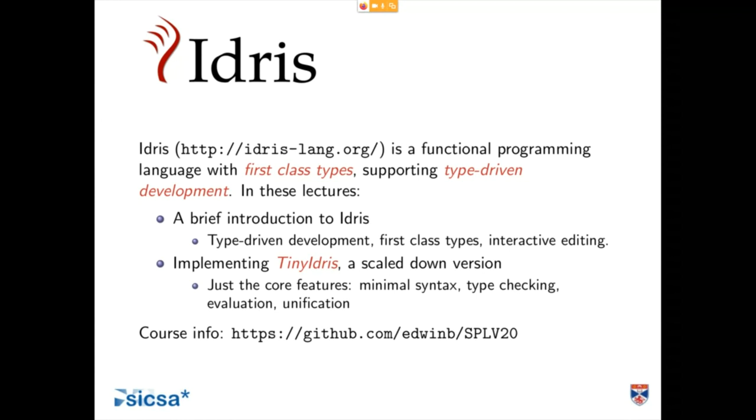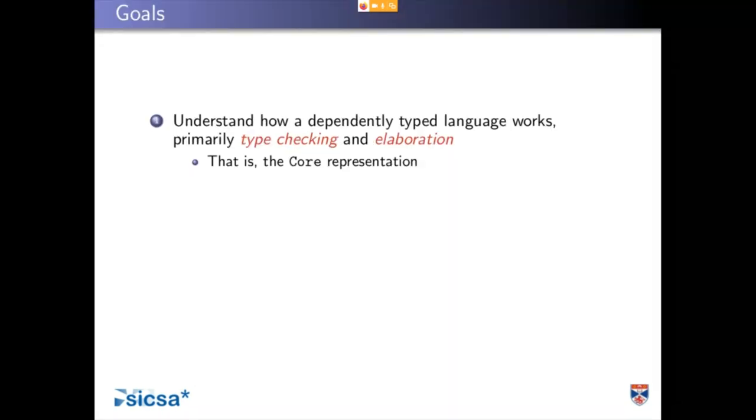Right, so what we're going to do, my goal for you by the end of this is that you will have some understanding of the essence of dependently typed languages, so how they work. So the primary things that you need to implement in order to have a dependently typed language working. I'll show you how type checking works. I'll show you how elaboration works.